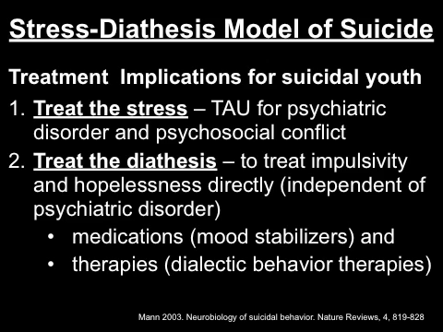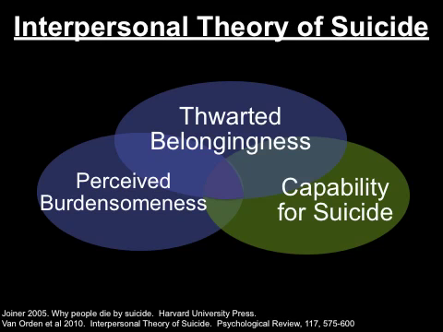So whereas this model tries to make sense of a lot of the risk factors that we've demonstrated over time to be associated with suicide and put it into a causal type framework, there's another model that's really emerged just in the last 5 years, but it's just overtaken the field.